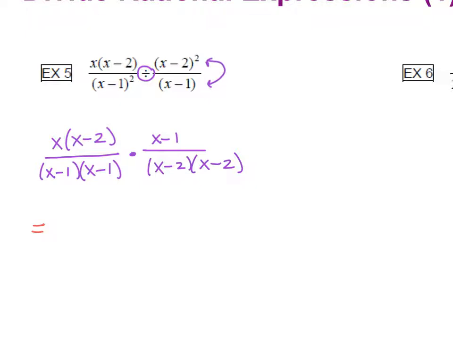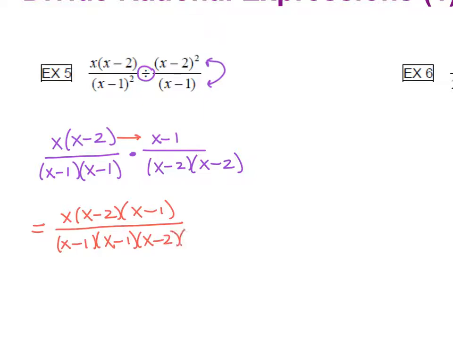So when you multiply fractions, you do multiply straight across. So if we multiply straight across, we're going to have an x, then we're going to have an x minus 2, and then times that x minus 1. In the denominator, we're going to have those x minus 1's, so we have two of those, times the x minus 2's. So I'm basically just putting everything together into one fraction.